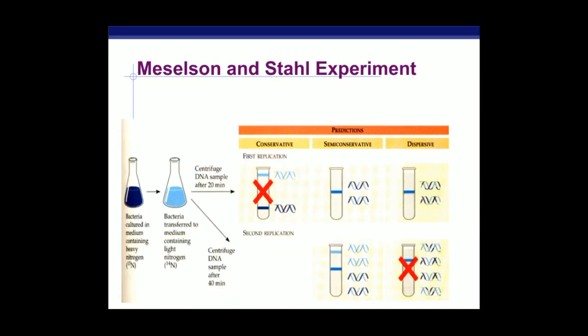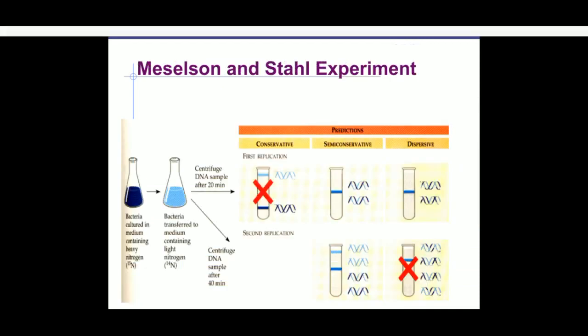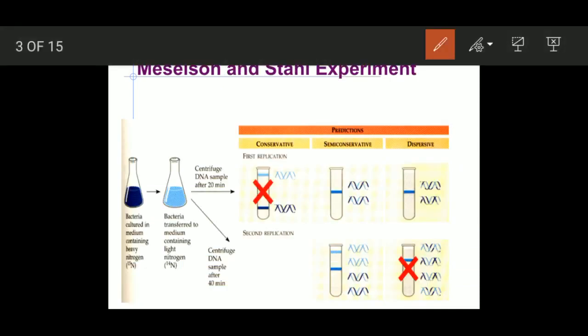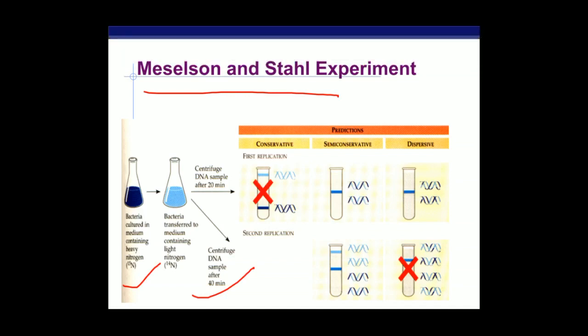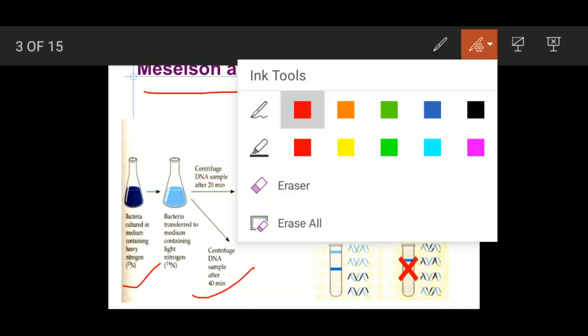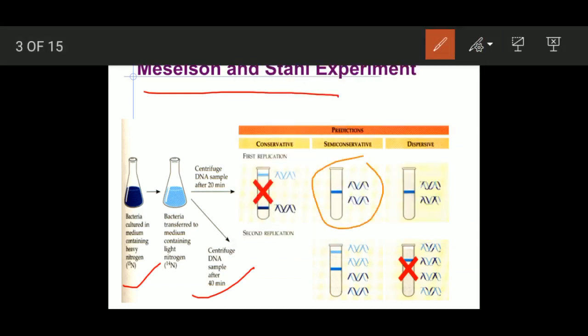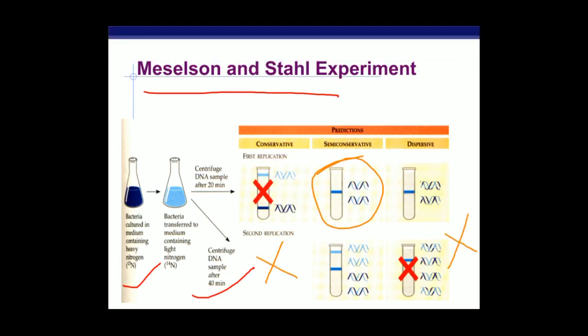Later on, to prove this, two scientists, Meselson and Stahl, performed an experiment with bacterial culture media, taking the N15 isotope of nitrogen, and by the centrifugation process they concluded that DNA replicates by the semi-conservative method only, not by the conservative and dispersive methods. This is the idea here, guys.